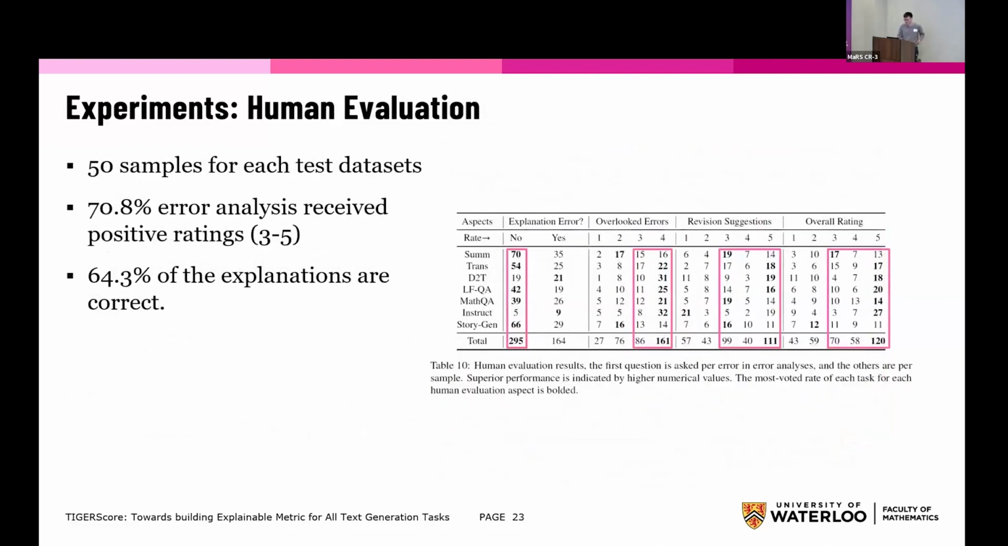The human evaluation is basically we sample 50 samples from each type of data set, and we evaluate whether the explanation has errors, whether there are overlooked errors, whether the revised suggestion is useful or not, and an overall rating. Basically, for these ratings, higher is better. And these are the percentages that are rated as positive ratings, basically 70%. Yeah, I would think this is a very optimistic result.